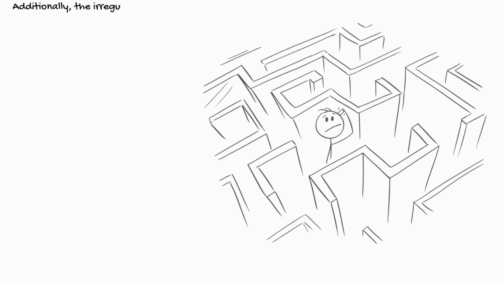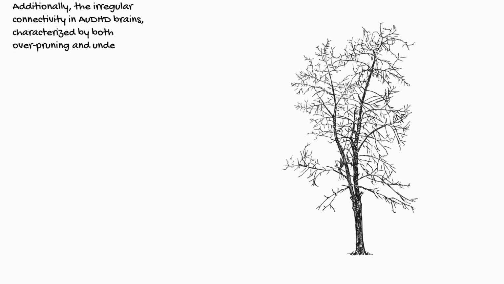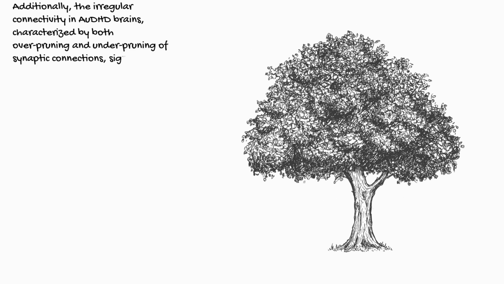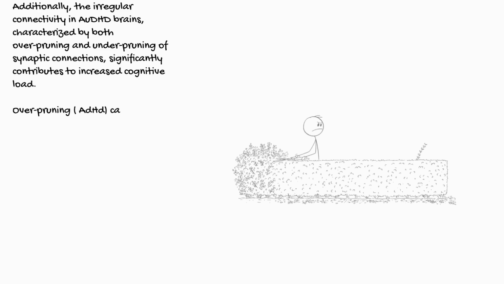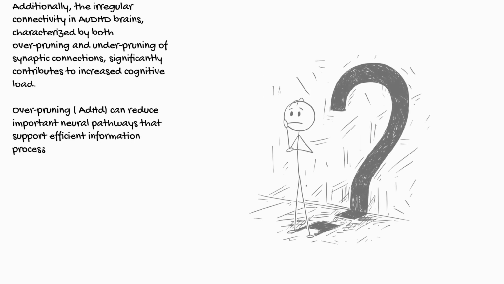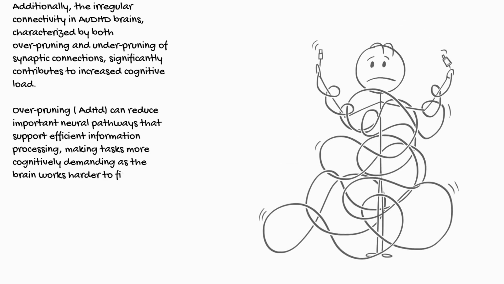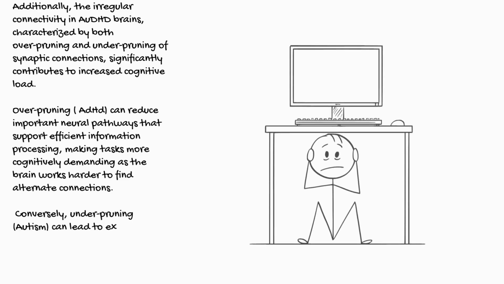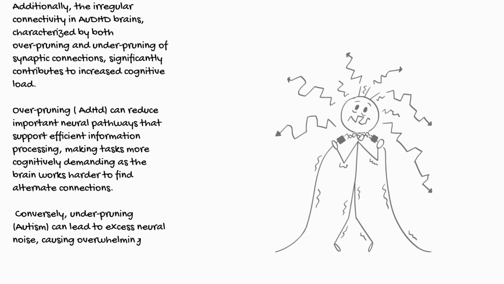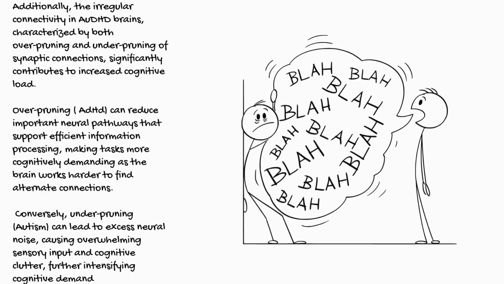Additionally, the irregular connectivity in ADHD brains, characterized by both overpruning and underpruning of synaptic connections, significantly contributes to increased cognitive load. Overpruning, ADHD, can reduce important neural pathways that support efficient information processing, making tasks more cognitively demanding as the brain works harder to find alternate connections. Conversely, underpruning, autism, can lead to excess neural noise, causing overwhelming sensory input and cognitive clutter, further intensifying cognitive demands.